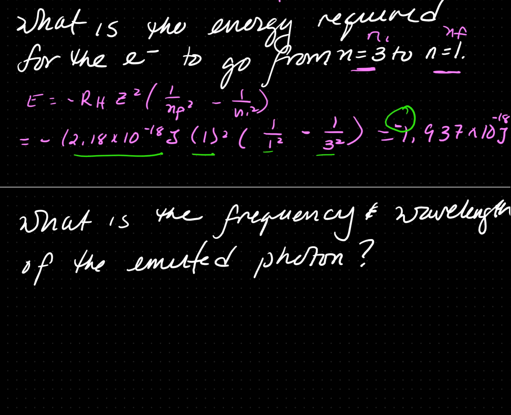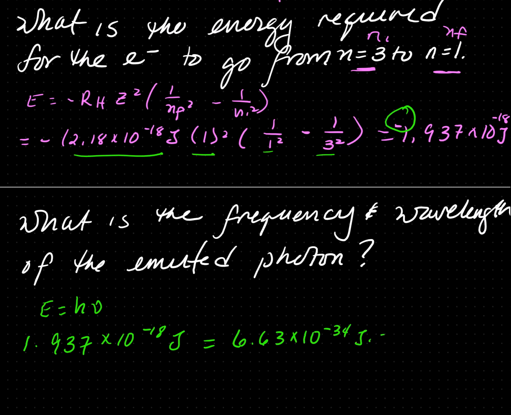So here there's more than one way to solve it. I am going to solve for the frequency first because energy is equal to h times frequency, which is nu. I'm going to take the absolute value of energy because frequency and wavelength are always positive, and the negative value in front of energy is because the energy has been emitted. Planck's constant is 6.63 times 10 to the negative 34th joules times second times nu.